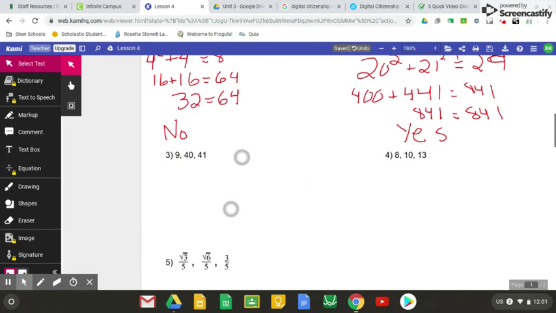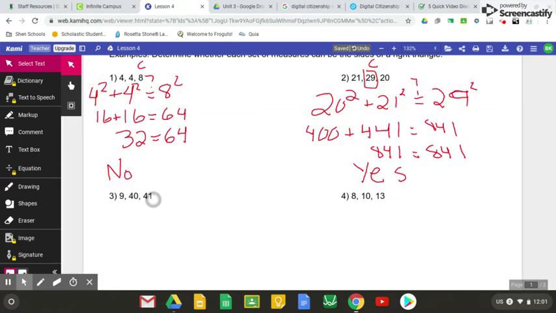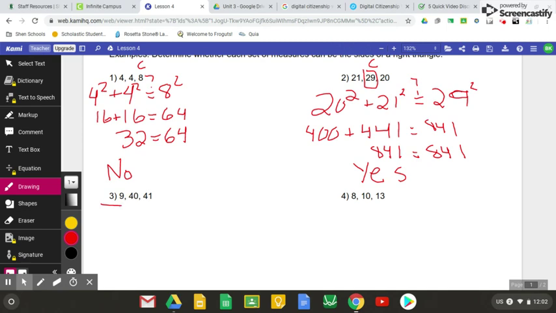All right. So you understand what we're doing here? You take the 3 numbers, substitute them into the Pythagorean theorem. If both sides are equal, yes, it's a right triangle. If they're not, no, it's not. First, you got to identify that C. It's your biggest number there. All right, so you're going to do 3 and 4.